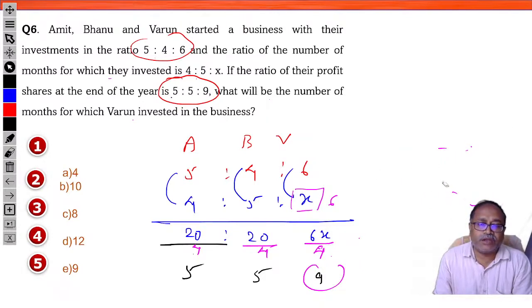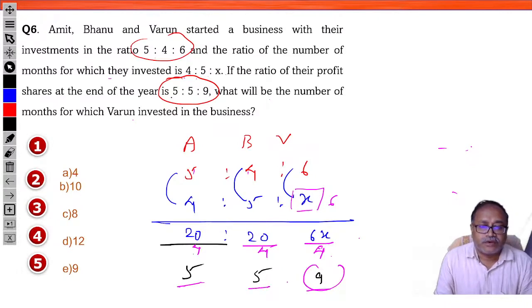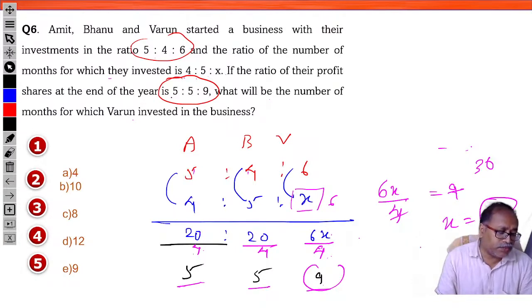Now, did I make any mistake over here? 5, 4 and 6, 4, 5 and x. So that is 20 and here it is 20 and 6x. So if it is the profit and loss ratio, that means that is 20 divided by 4. So 6x divided by 4, I will be getting 9. Then 6x divided by 4, if it is 9, then 9 times 4 is 36, so x is equal to 6. What do you say?